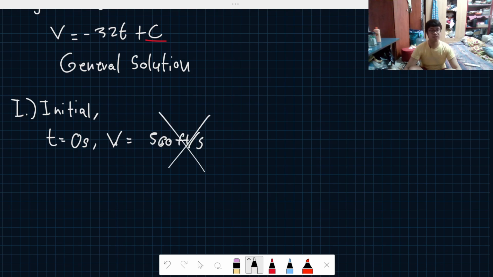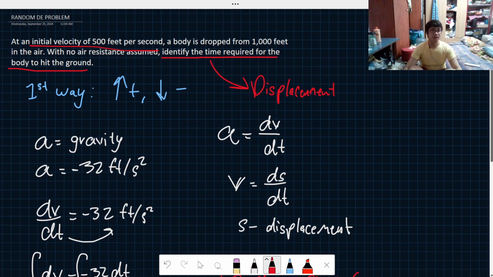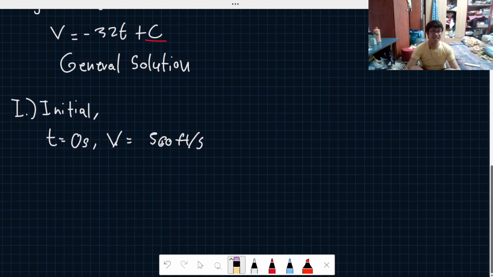No, it's not positive. Why? Look at the problem carefully. Yes, you have an initial velocity of 500 feet per second. And here's the thing: the body is dropped. It's not thrown upward, it's dropped. What happens when the body is dropped? It will go down. Hence, your initial velocity should also be in negative sign because it goes down. So be careful with the problem.